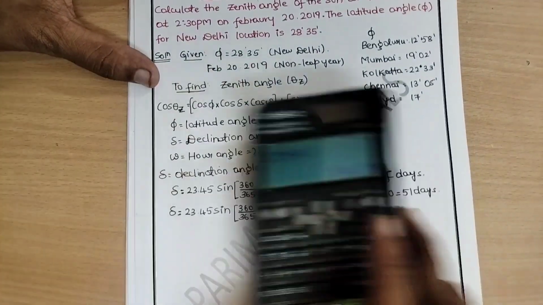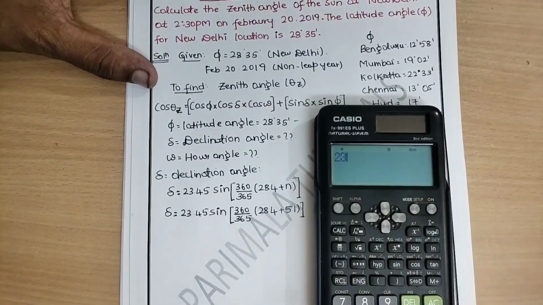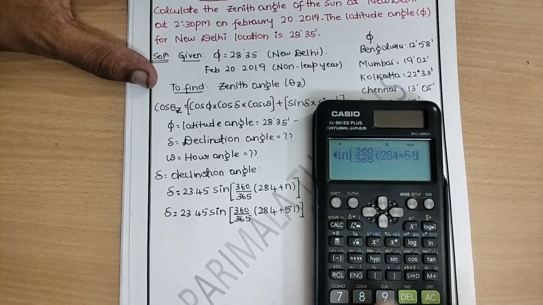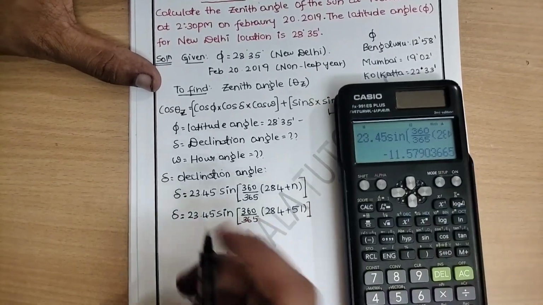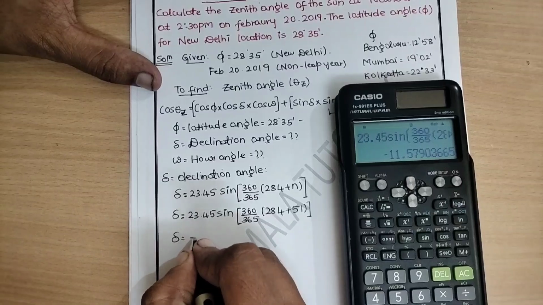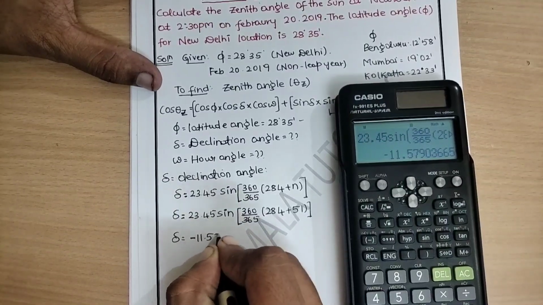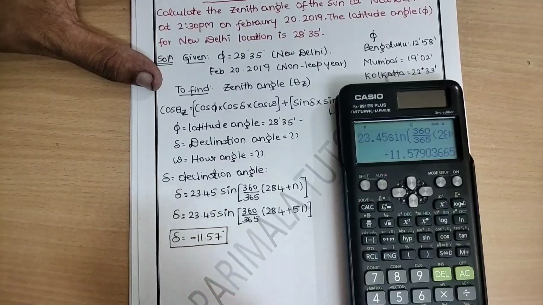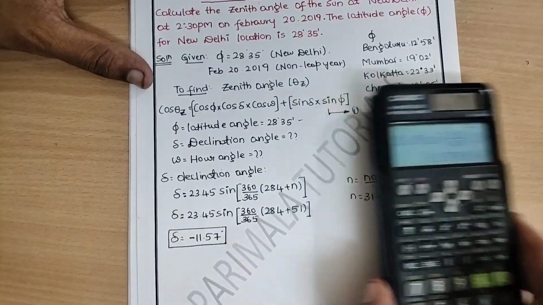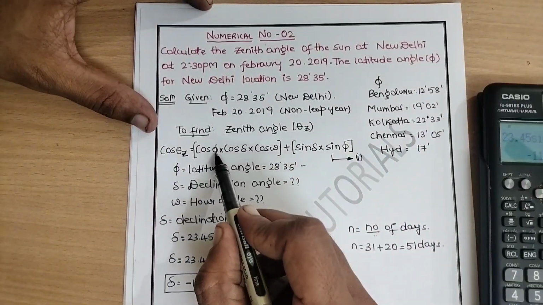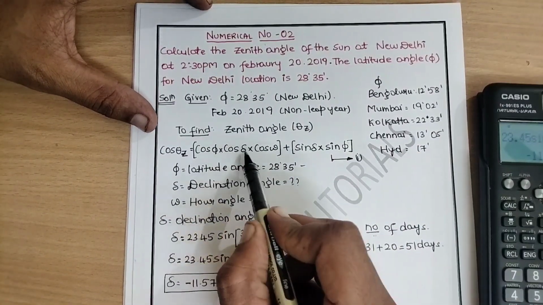Close the bracket. Now let us make use of the calculator. The value of declination angle delta is minus 11.57 degrees. As I told you in problem number 1, if you get a negative answer, no need to panic. Please proceed as it is. Okay, we have got the answer for delta.